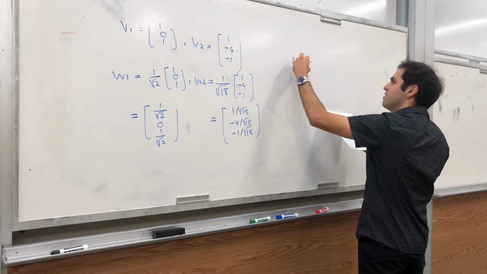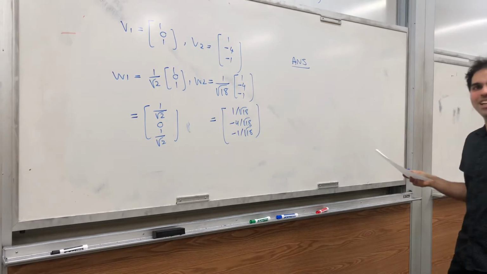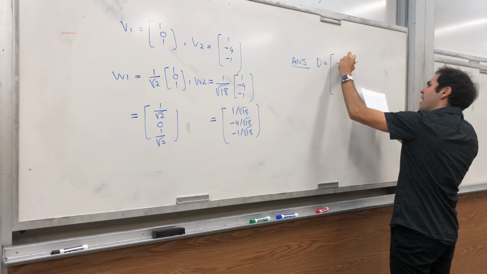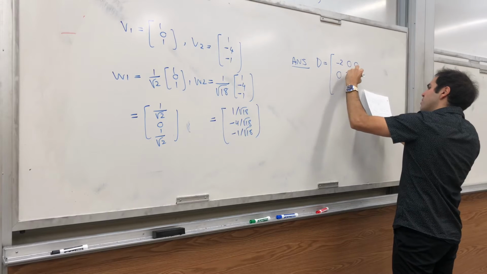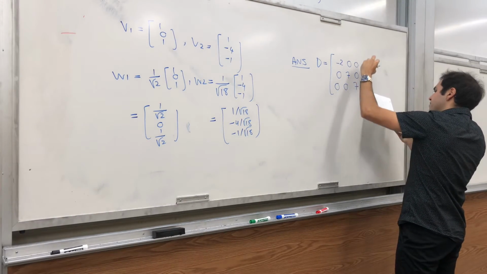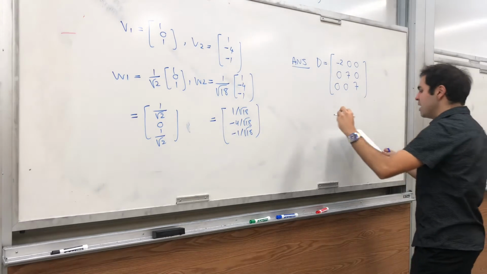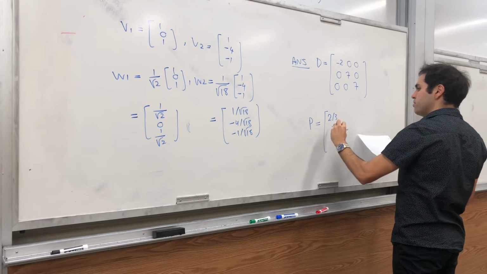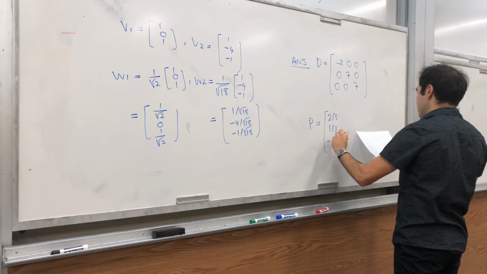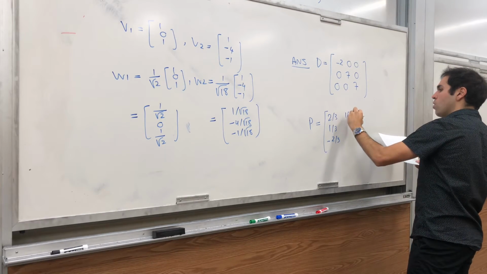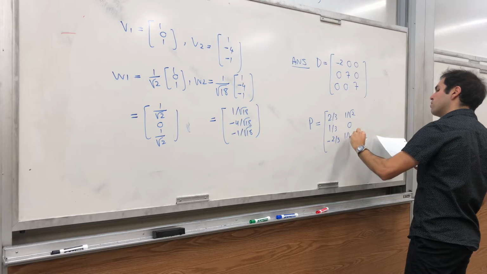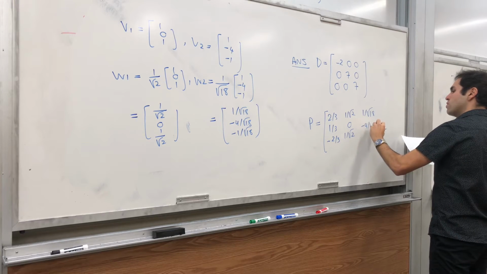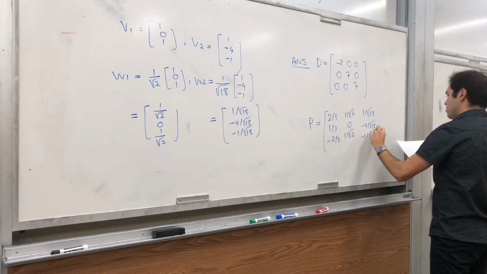And then the question is, what is the answer? It's interesting. Where the answer is simply D is diag(-2, 7, 7), that is, -2, 0, 0, 0, 7, 0, 0, 0, 7. And then P is simply the matrix of your normalized eigenvectors, so 2/3, 1/3, -2/3, and 1 over square root of 2, 0, 1 over square root of 2, and 1 over square root of 18, -4 over square root of 18, and -1 over square root of 18.